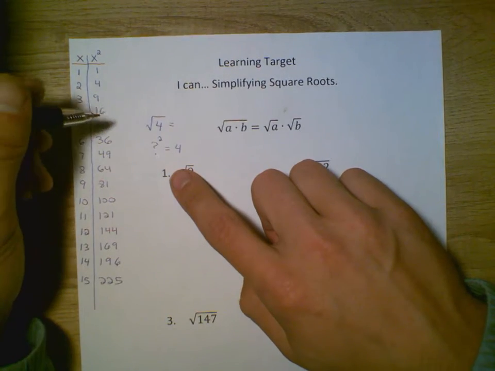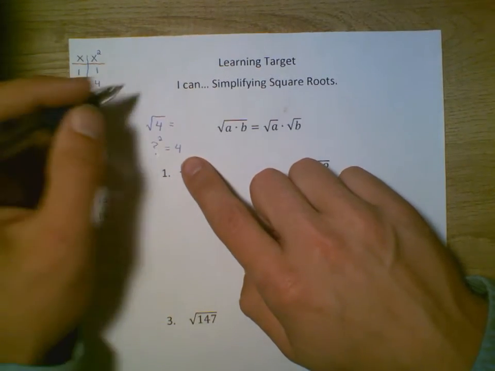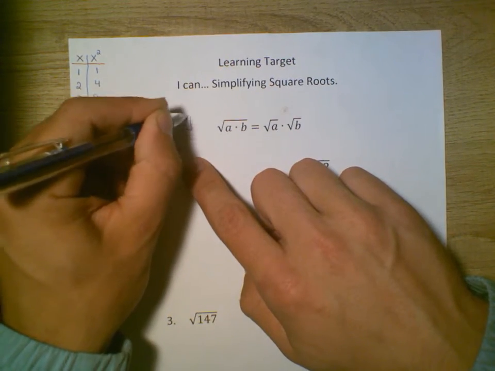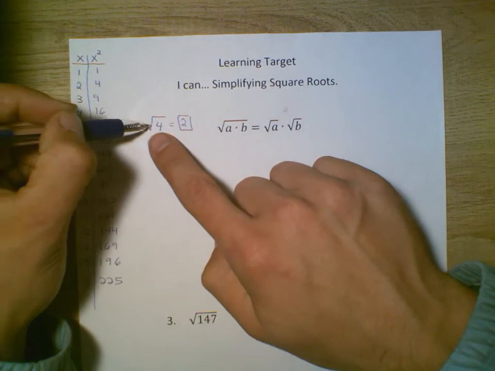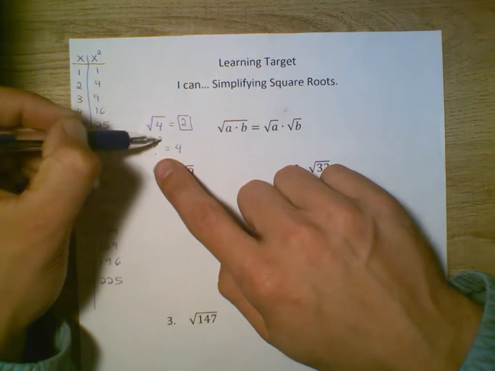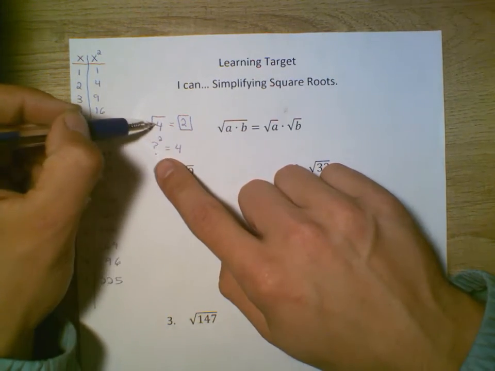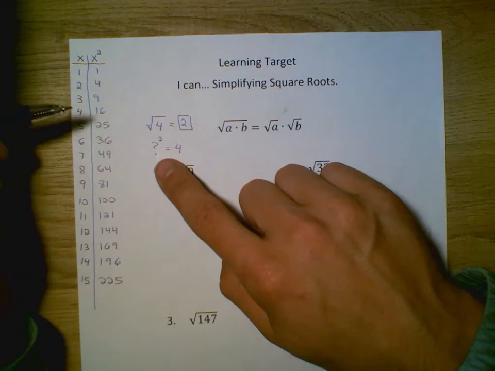So if you think about what number times itself gives you 4, well, the answer is 2, right? Because 2 times 2 gives you 4. So the square root's really just asking you what number squared gives you the number underneath the radical sign.